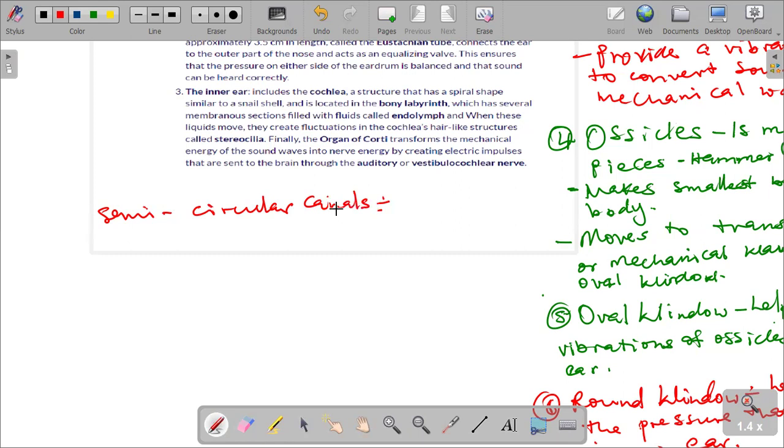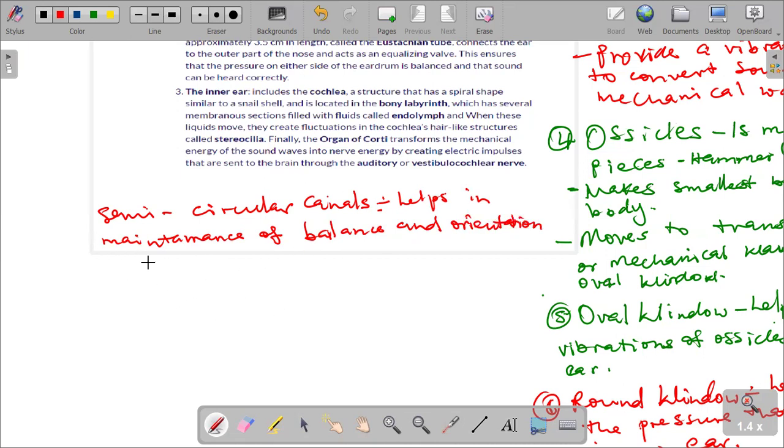The semicircular canals actually play a very important role in terms of balance and orientation of the human body. It helps in maintenance of balance and orientation of the human body.